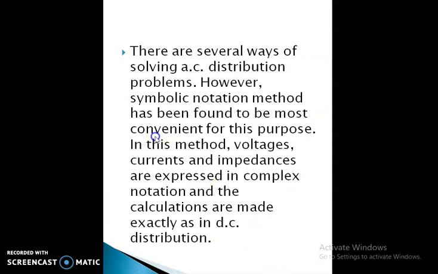There are several ways of solving AC distribution problems. However, the symbolic notation method has been found to be most convenient for this purpose. In this method, the voltages, currents and impedances are expressed in complex notation, and the calculations are made exactly as in the DC distribution system.